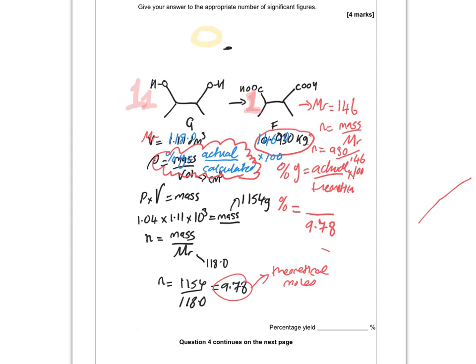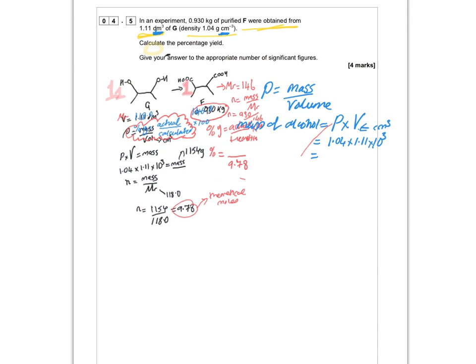So let's now calculate the mass of the alcohol. You may wonder here why I've times by 10 to the 3. Well, that is because the density is in grams per centimetres cubed and the volume was in decimetres cubed. You must convert to the same units, so I've times by 1,000 to get the volume into centimetres cubed. So that answer there comes out to be 1154 grams of alcohol. So we've now got our mass of alcohol.